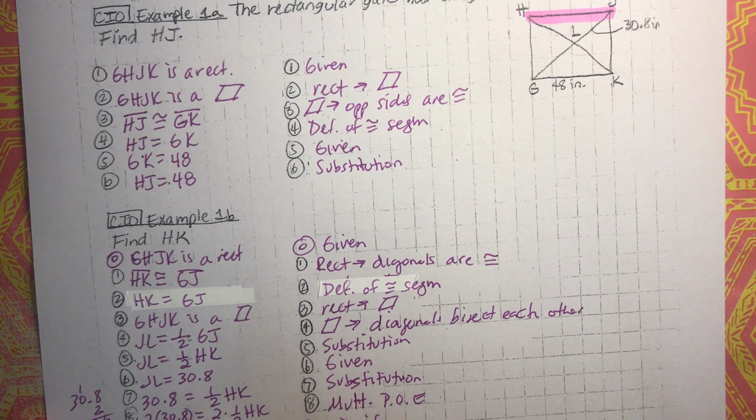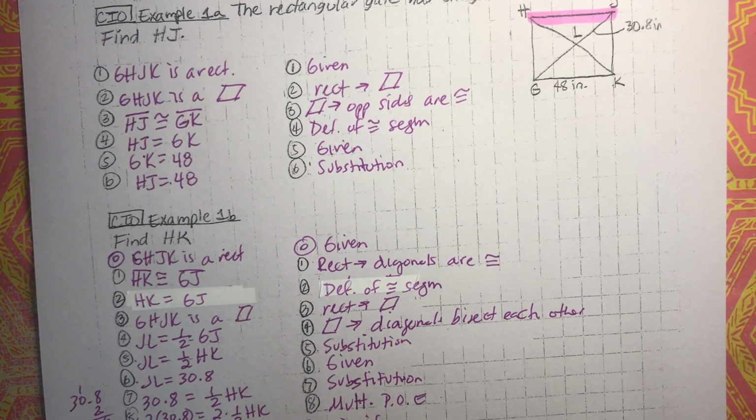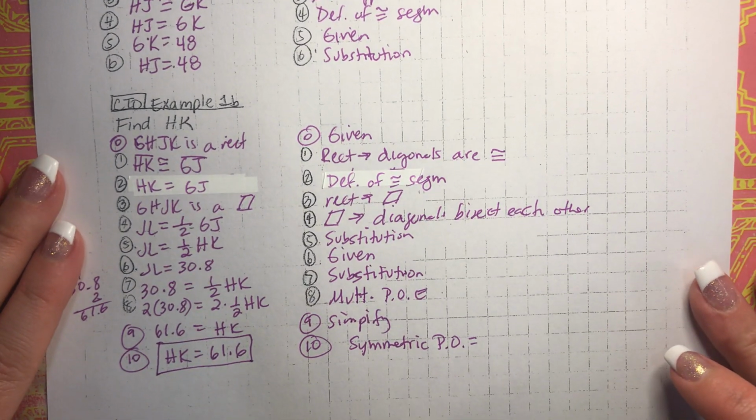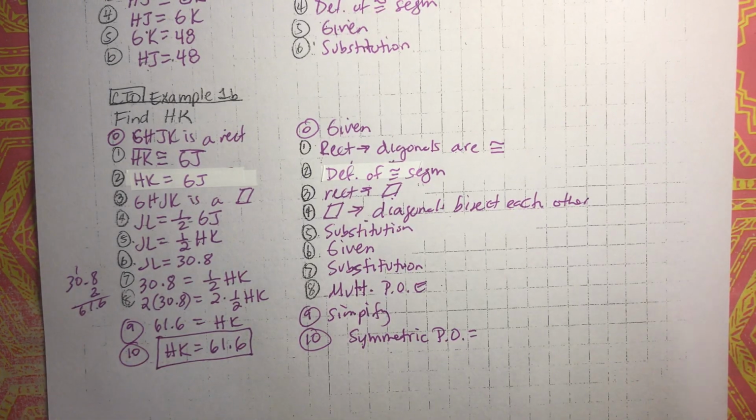There is HK. So HK is 61.6. So if you got that right, yoka denki mashita, you did a wonderful job, and I'll see you in a little bit for example 2.